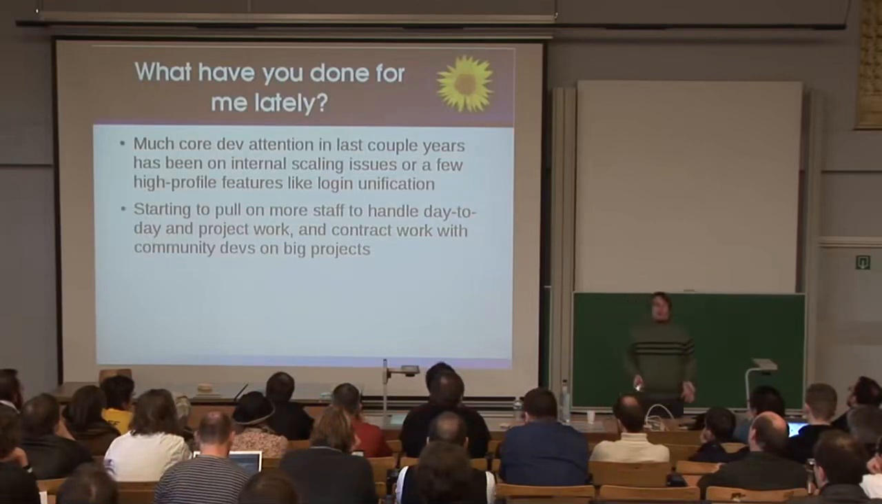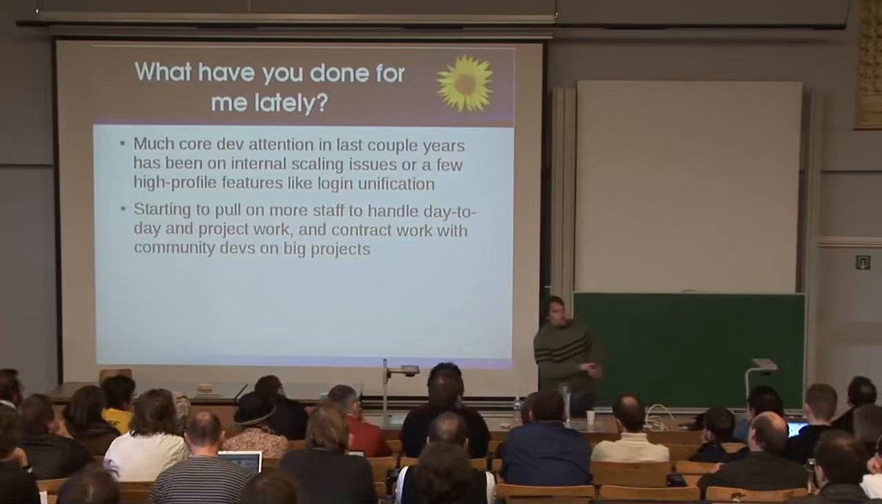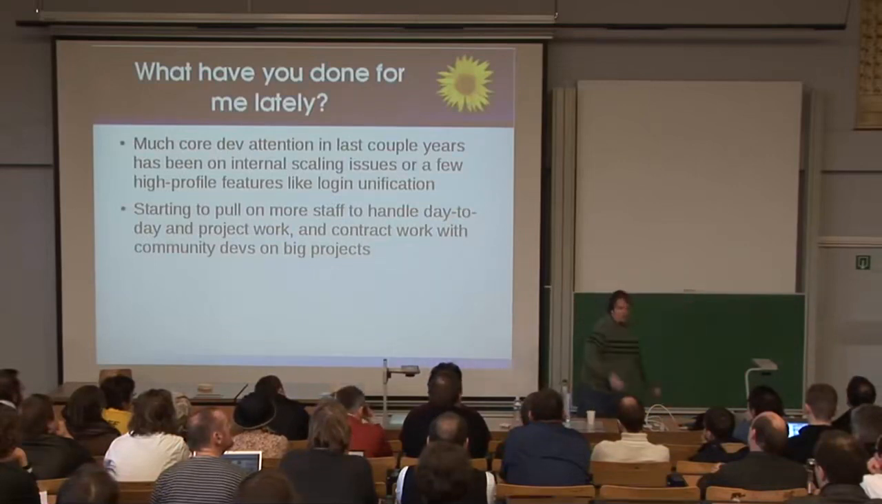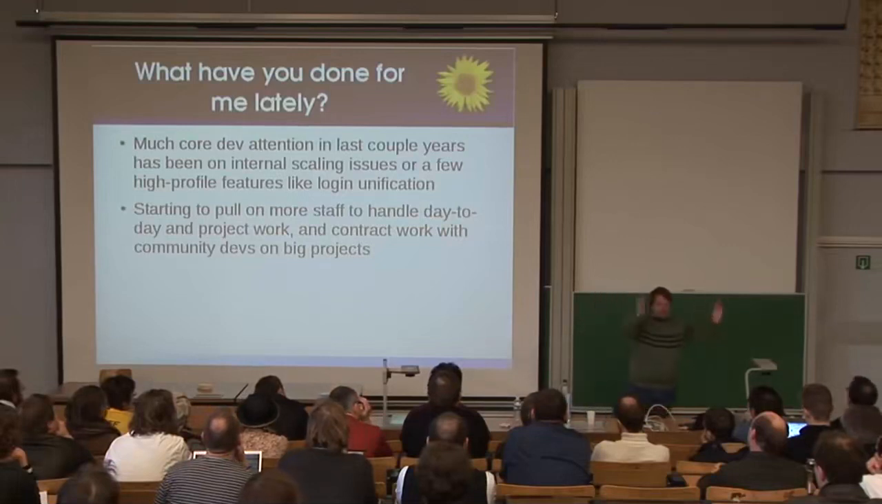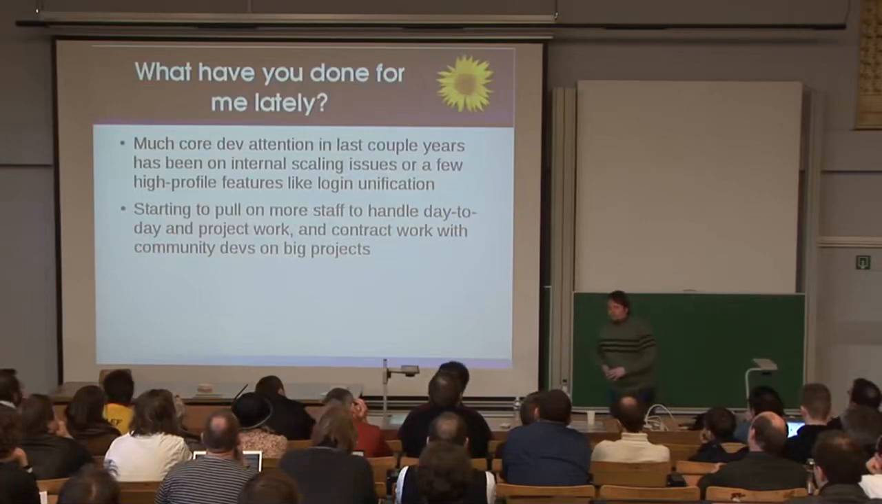So a lot of our core attention in the last few years has been on scaling, performance, specific features that Wikimedia needs, like, we need to make sure our fundraiser works. We need to do a bunch of stuff to make sure that this whole fundraiser season works, because otherwise, if we don't run our fundraiser at the end of the year, we're going to run out of money and not be able to run the site. That's kind of bad. So that becomes a priority and something we're not able to do something else.